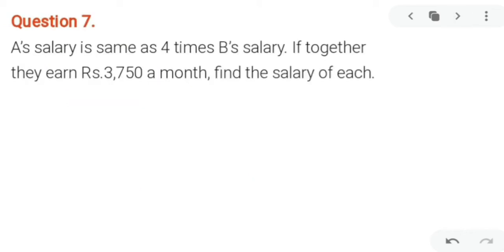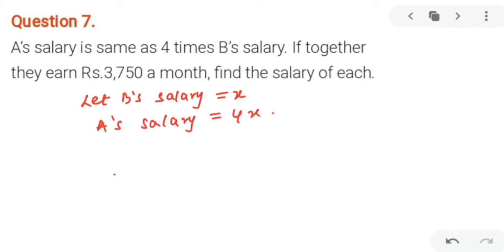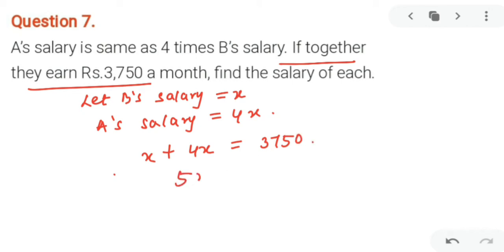Let's jump on to question number 7, which says A's salary is 4 times as B's salary. So we do not know B's salary. Can we take B's salary to be x? So A's salary will be 4 times of B's salary, that is 4x. Now what does the statement say? Statement says together they earn 3750 a month. That means B's salary plus A's salary is 3750. Got my point clear? Can you solve this and find the value of x?